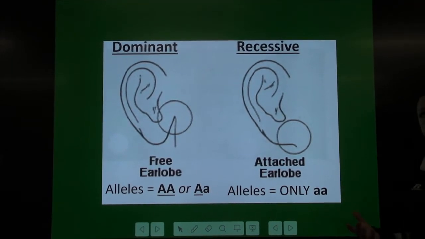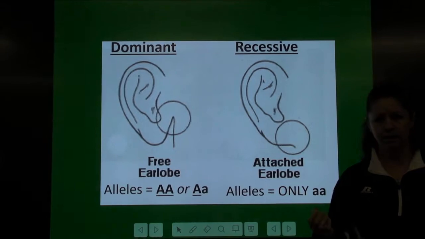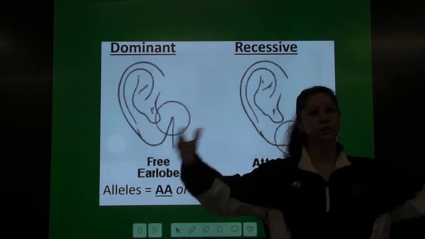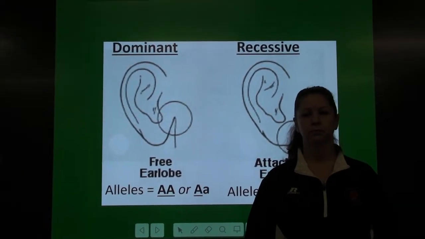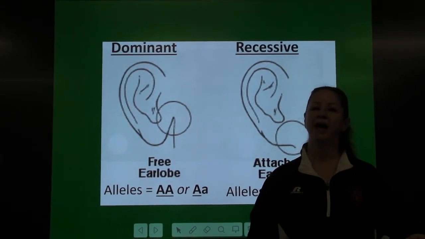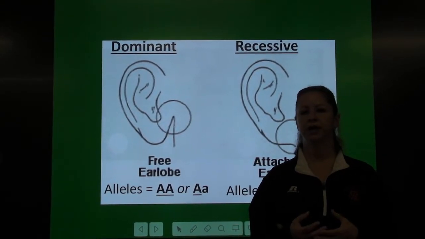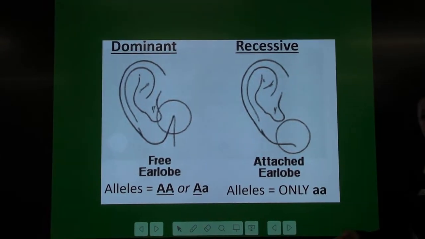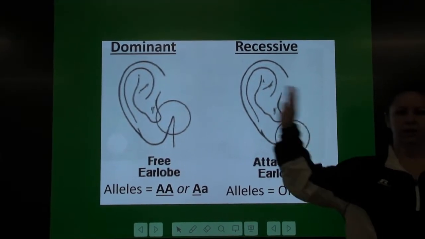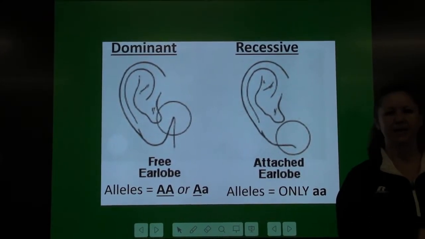So the thing to take away from this is that a dominant allele, if you have it, that's the one that's always going to show up. And the only way to have a recessive trait show up is you have to have all recessive alleles. You got to get rid of the dominant to see a recessive.